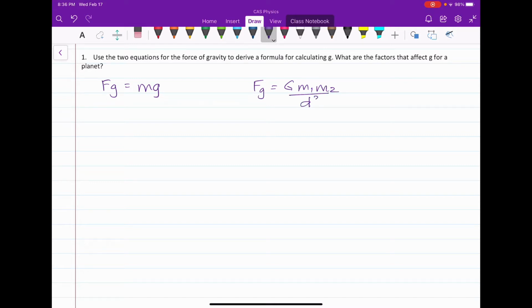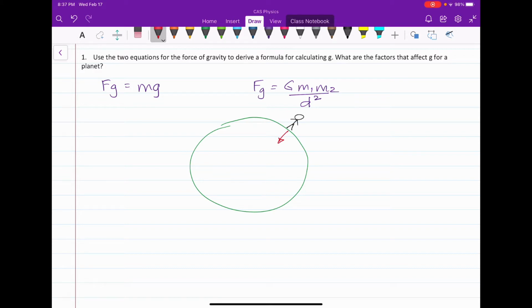So just to be clear about this, what do we mean by m1? What do we mean by m2? And what do we mean by the distance squared? What we're talking about is a situation where you're on the planet. So you're on the surface of the Earth, maybe right here. This is exaggerated, obviously. So you're experiencing a force of gravity that's pulling you towards the center of the Earth.